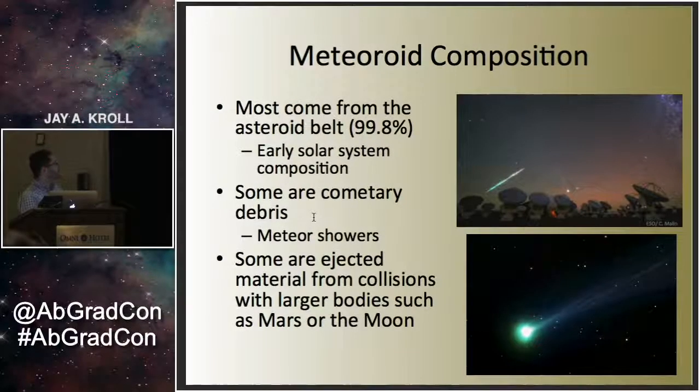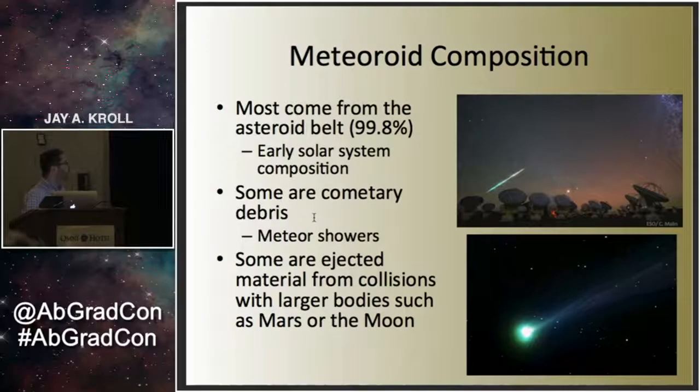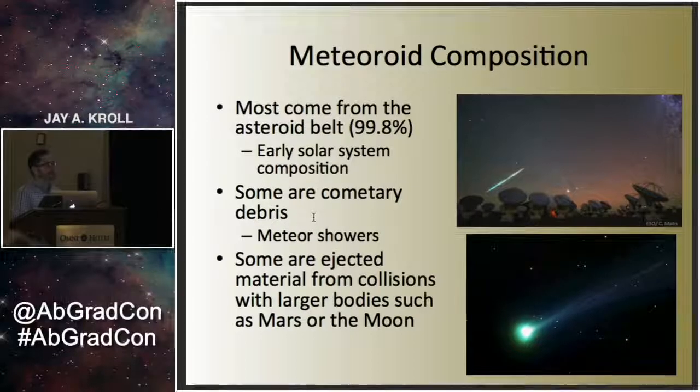Additionally, most of them come from the asteroid belt. About 99.8% of meteorites that we've found have come from there. And so they can tell us a lot about the early solar system composition. Some as well are cometary debris, and that's normally what we would refer to as a meteor shower. And then a very small number of them are ejected material from collisions with much larger bodies, such as Mars and the Moon. And so these are some of the first hints that we got at what the composition of Mars and the Moon were.